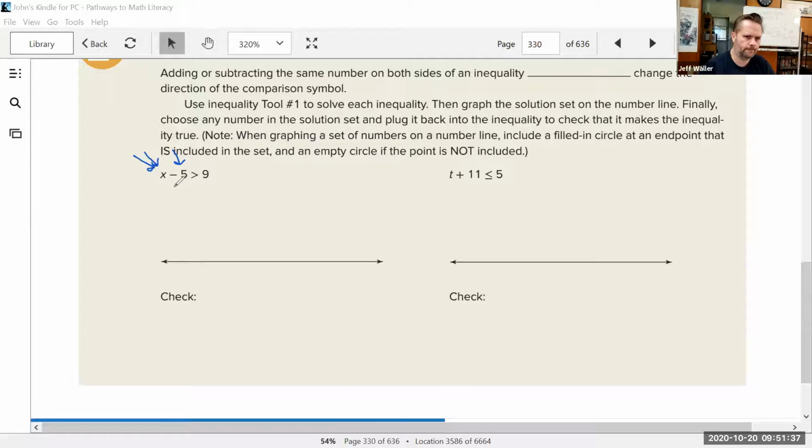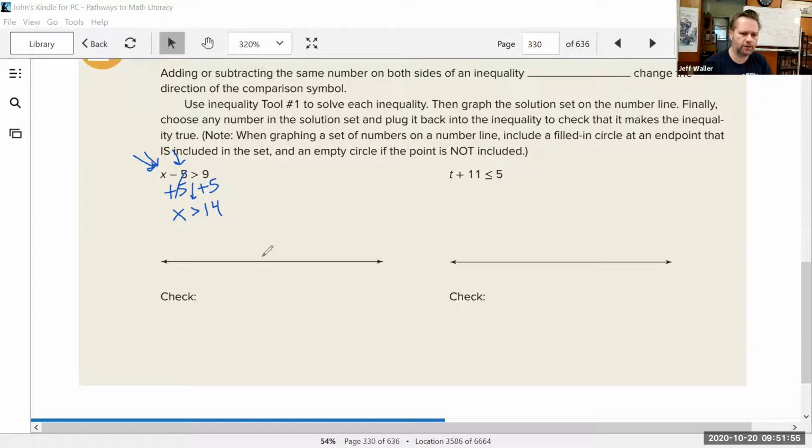Add 5. Add 5. I love it. So x is greater than 14. Be really careful. You got to keep that inequality symbol coming down, right? Don't just suddenly make it an equal sign. That doesn't make any sense.